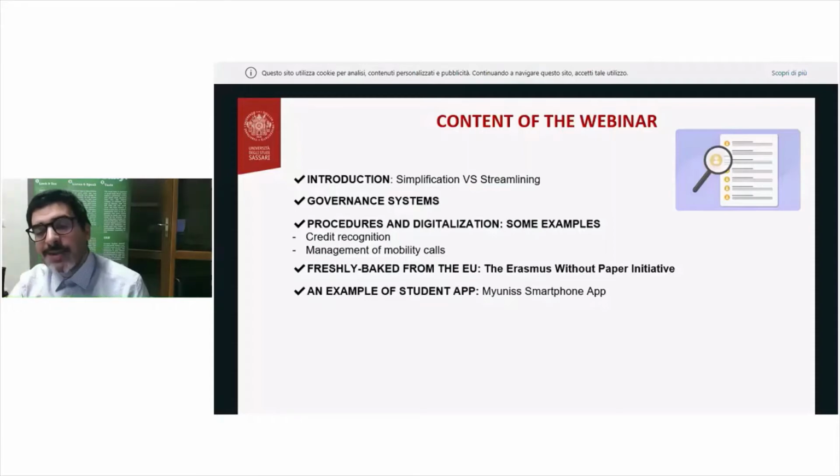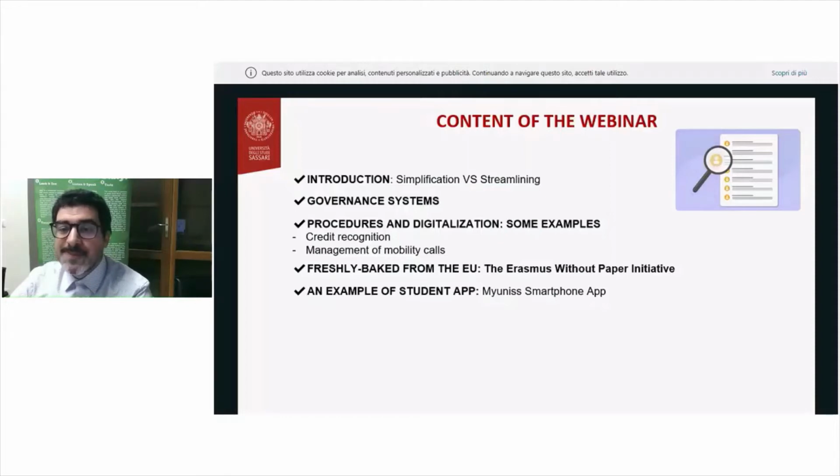We'll also share information about the procedures connected to digitalization and some examples on credit recognition and also the management of the mobility cost from the administrative point of view. And then I would like to also spend a few words about Erasmus Without Paper. It's an initiative promoted by the Erasmus Plus program, which is enjoying quite a support around Europe, also from national government. I will also provide a couple of examples about student applications for smartphones and tablets, but we'll see later.